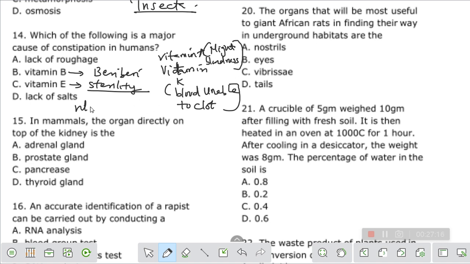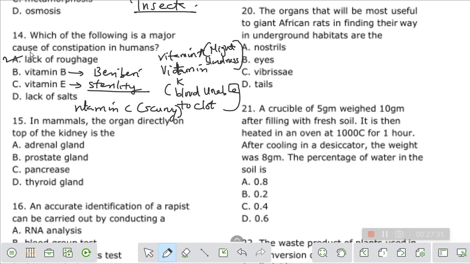So now, the cause of constipation in humans is actually due to lack of roughage. For example, when you don't eat a lot of vegetables or grasses. When you eat those, they help to break down the food you eat, so it helps you to prevent constipation.